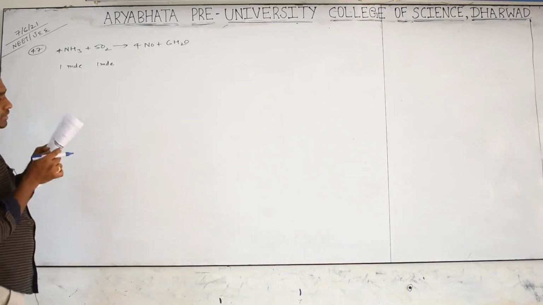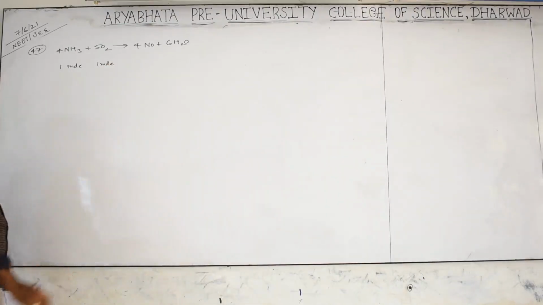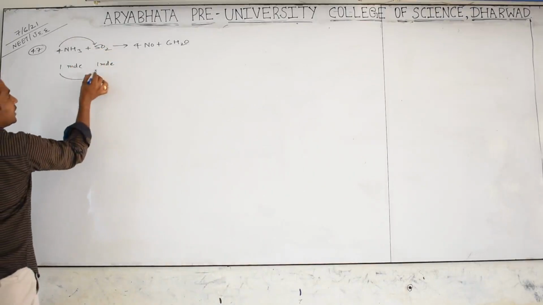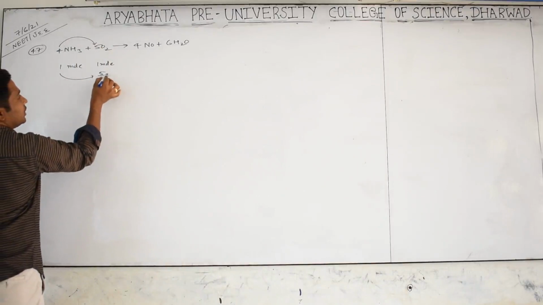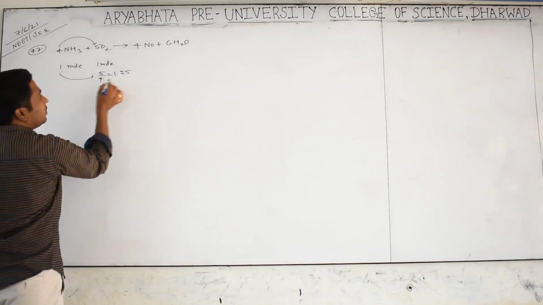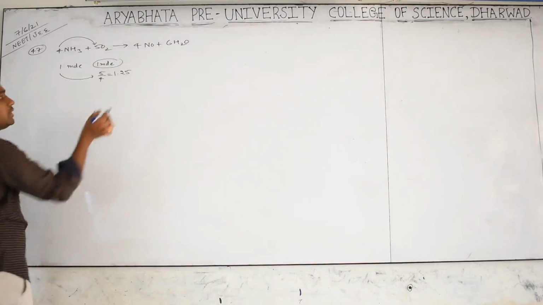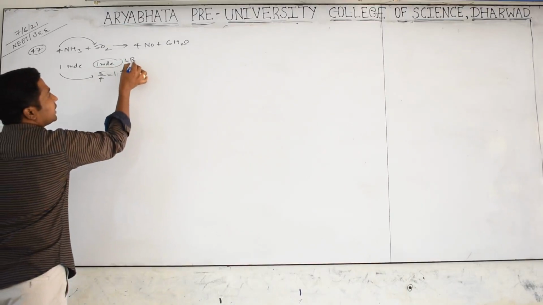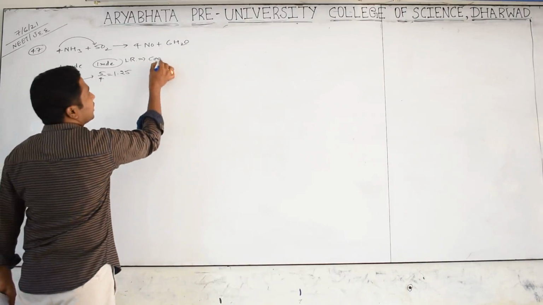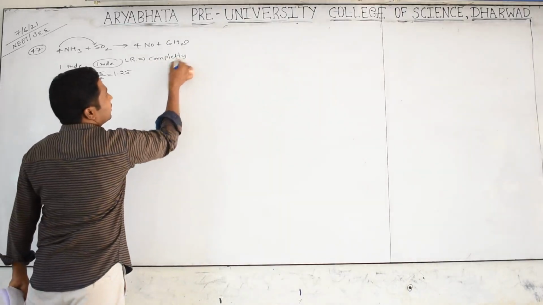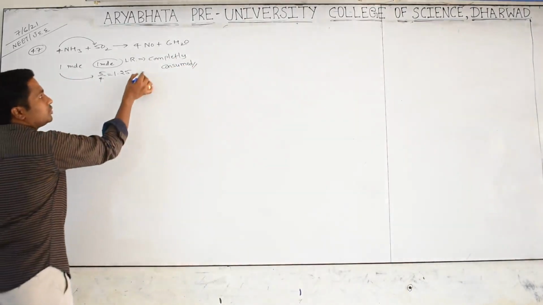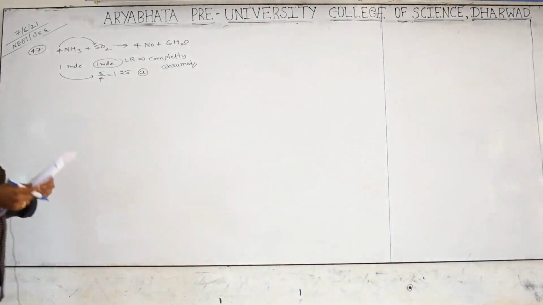So what option is right? Check it carefully. 4 moles consume 5 moles, then 1 mole actually requires how much? 5 by 4, nothing but 1.25 will be required. But he has given 1 mole, so that means there is a shortage: it is the limiting reagent. What is the definition of limiting reagent? It is completely consumed in the reaction. So that's why option A is correct.